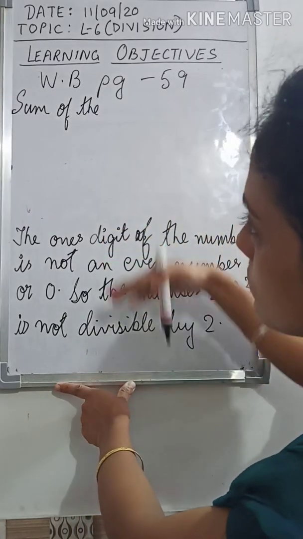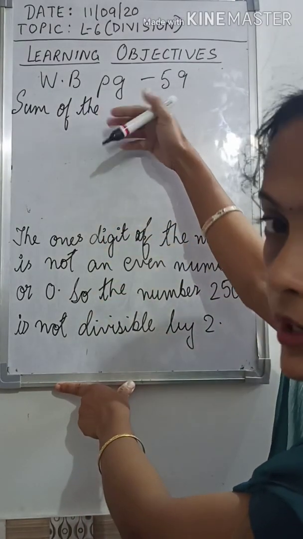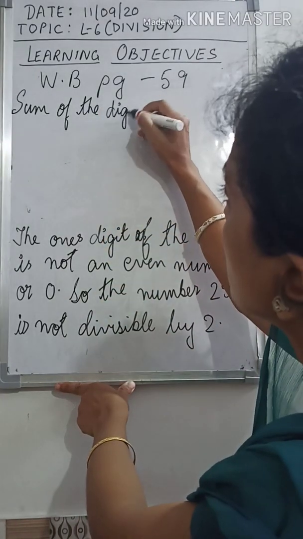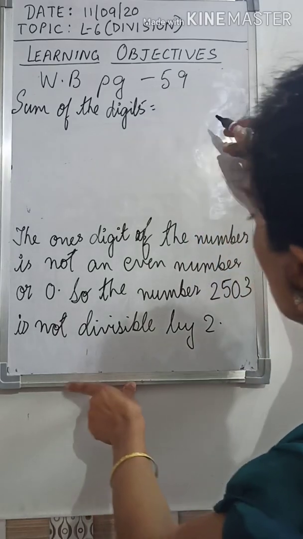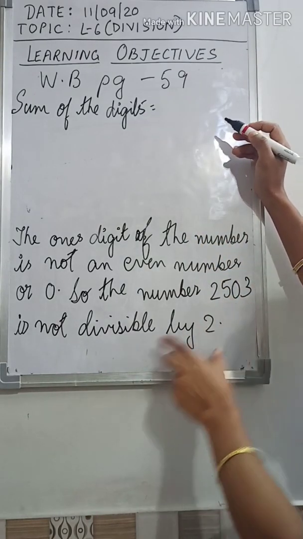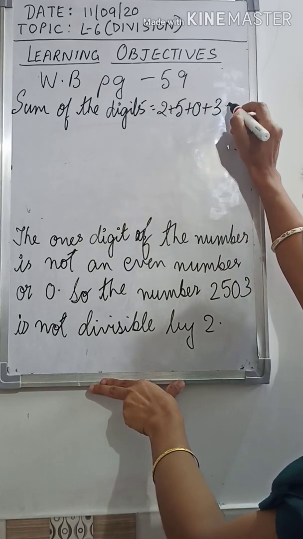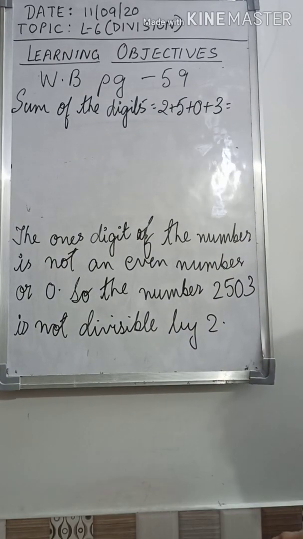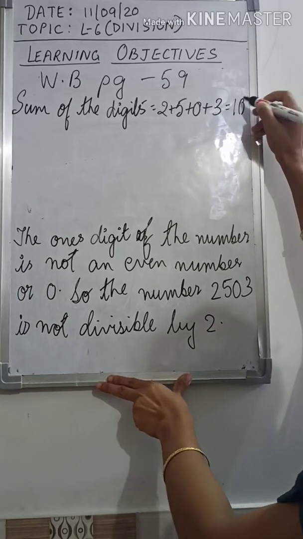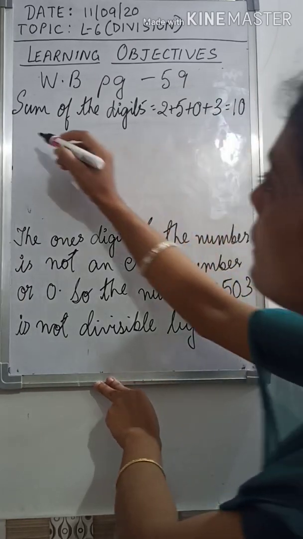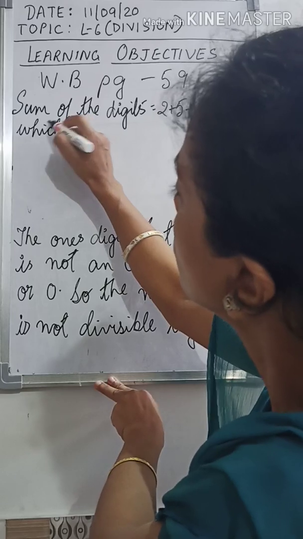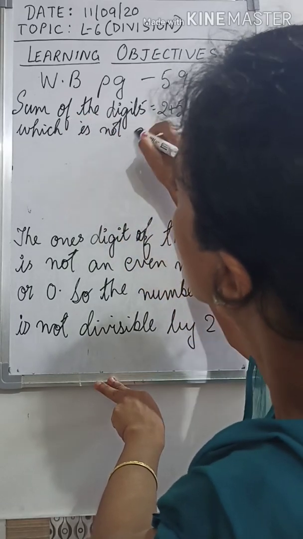Children, write it at the bottom of this. As I was not having space, I am writing it there. Sum of the digits. So what are your digits? 2503. So add all of them. How much do you get? You get 10. So is 10 divisible by 3? No, which is not divisible by 3.